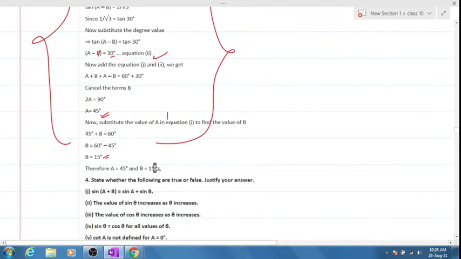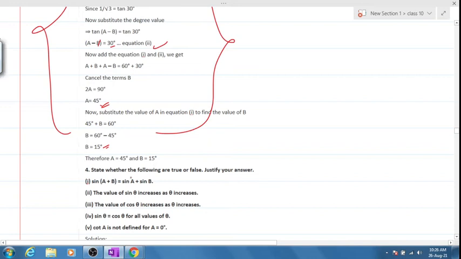Question number 4 now. State whether the following are true or false. Justify your answer. Is this true or false? Now, how will you justify it? Take an example. Let A be 30 and B be 60. Calculate LHS. LHS will become how much?